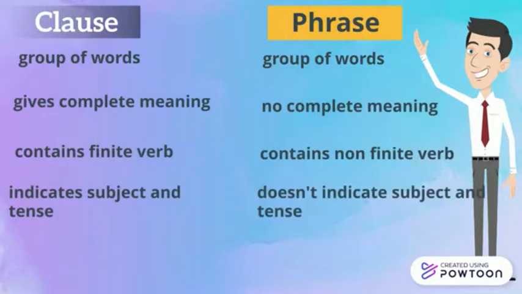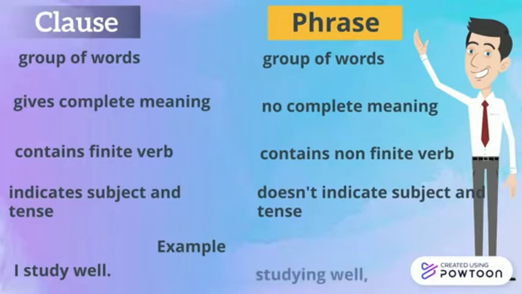For example, I study well. This is a clause that contains a subject, I, and present tense, study. Whereas in studying well, there is no subject and tense. Who is studying? We don't know. When the person is studying, we have no answer. This type of word group is known as a phrase.